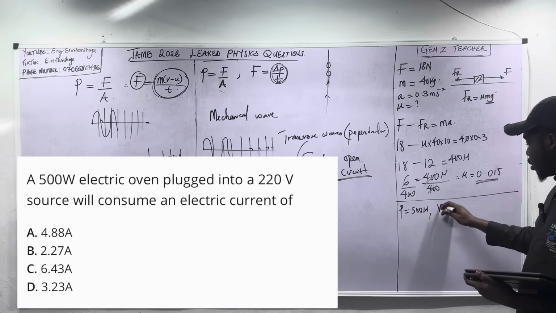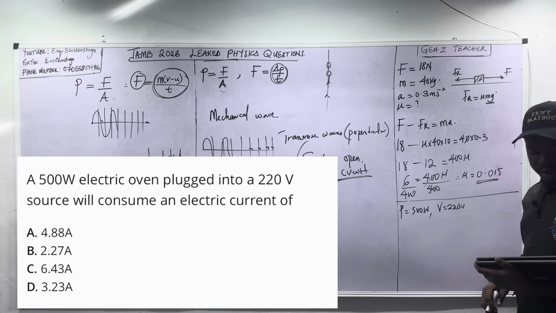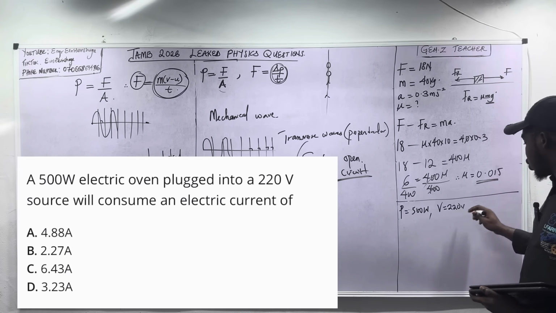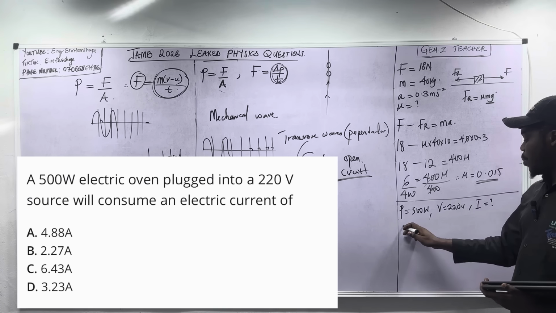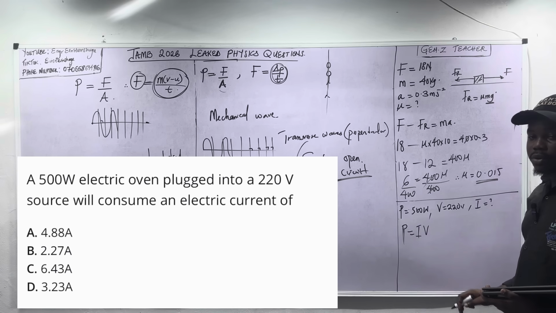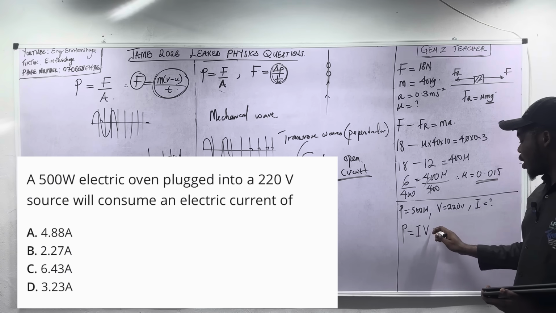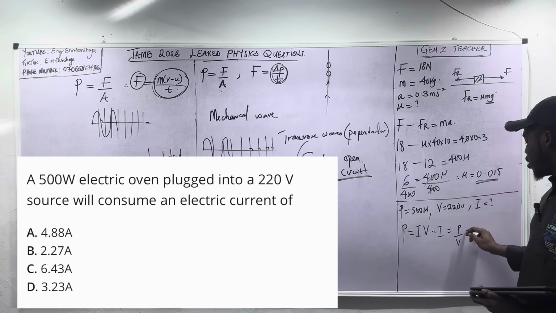So the voltage is 220 volts, and then it will consume an electric current of that. So we're looking for the current. Recall the electrical power equals electrical current times voltage. P equals IV. So we're asked to find I.